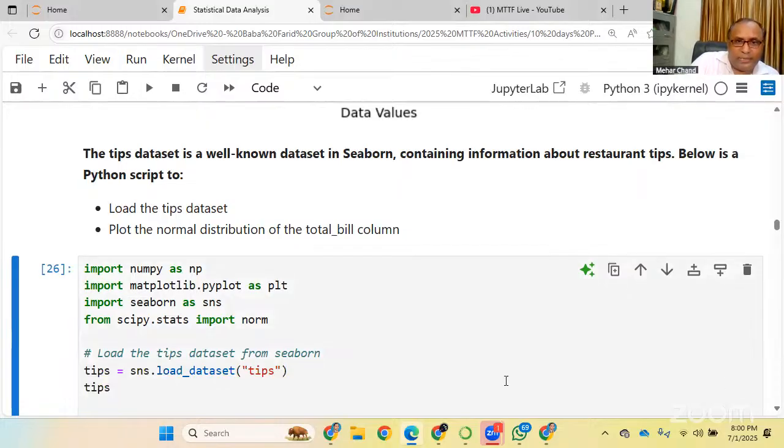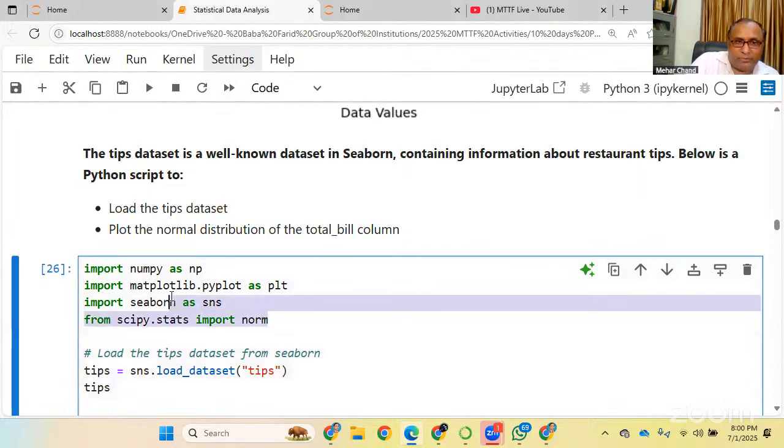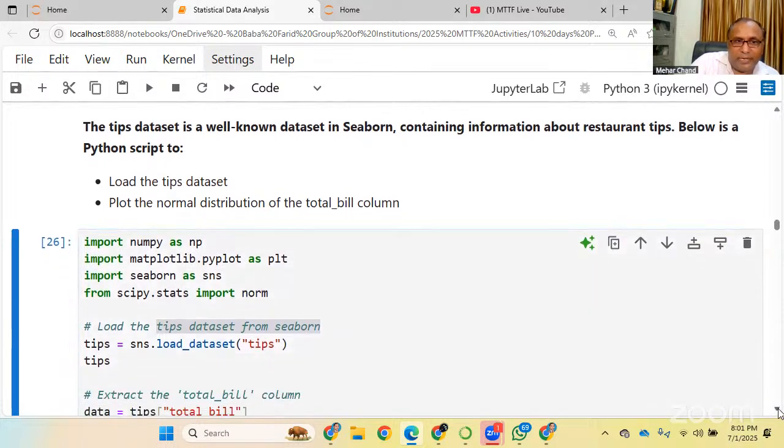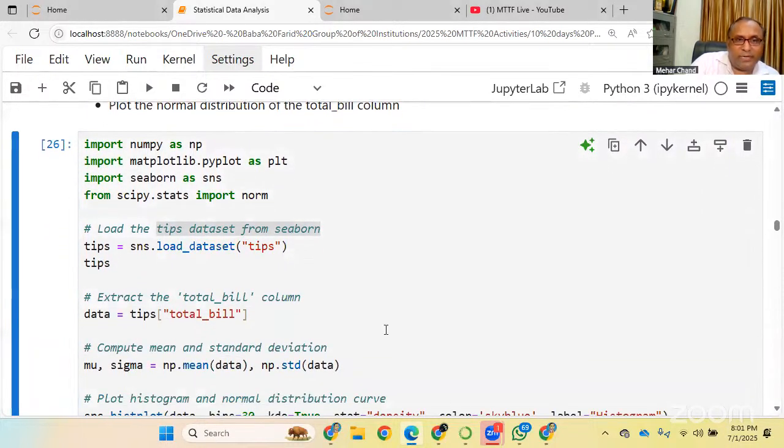Here these are the same required libraries as in the above example, but the only new thing is that we are using the tips dataset from Seaborn. From this place we will download the dataset, or you can import your own dataset. Then after that we will use the total bill.